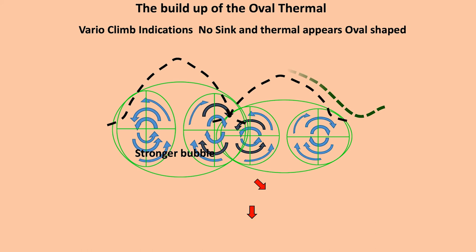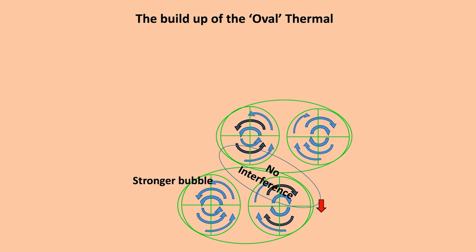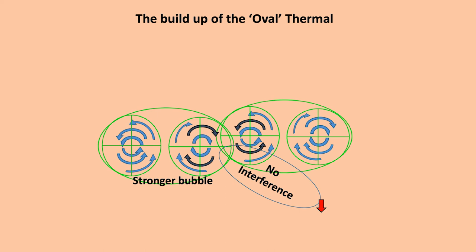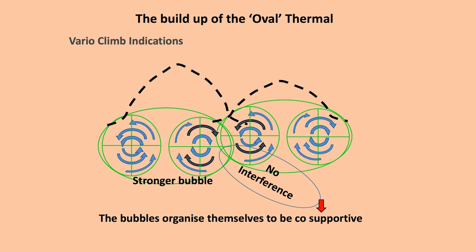So here we go with a rate of climb. It reduces for a little while, but that's all, and then it goes into a stronger rate of climb before again we fall off the end of the thermal as we would normally expect. Here again, these bubbles can be forced by other vortices sideways slightly. And again, we're going to feel the very same vario indications of no sinking between the two cells. The bubbles organize themselves to be co-supportive.